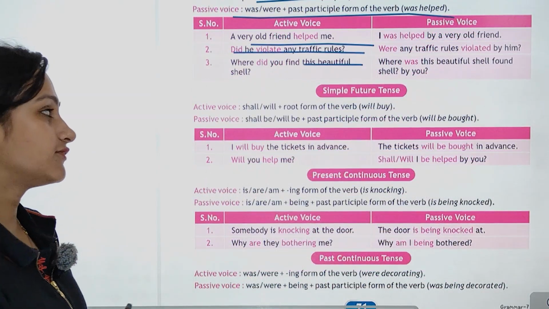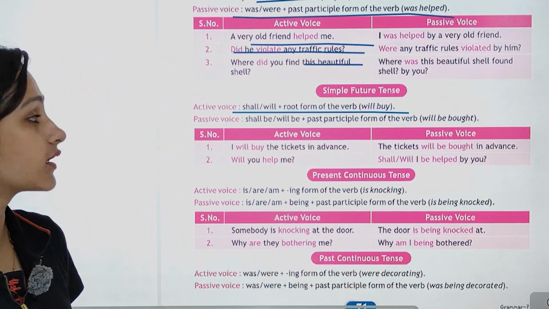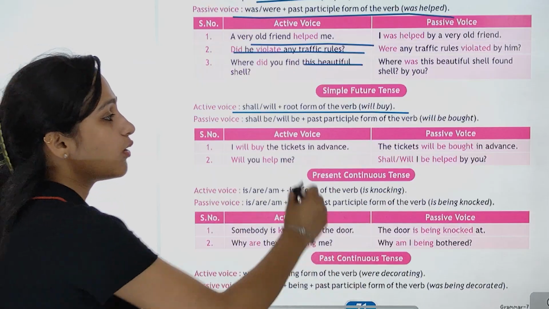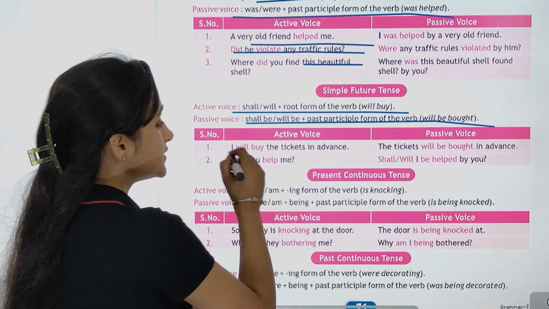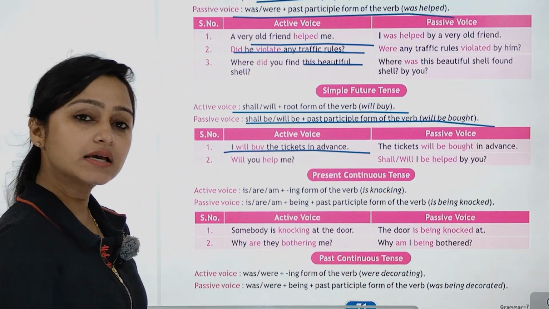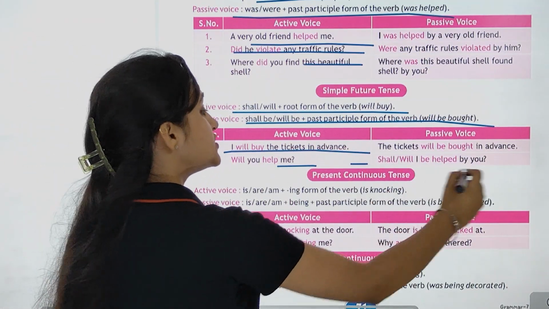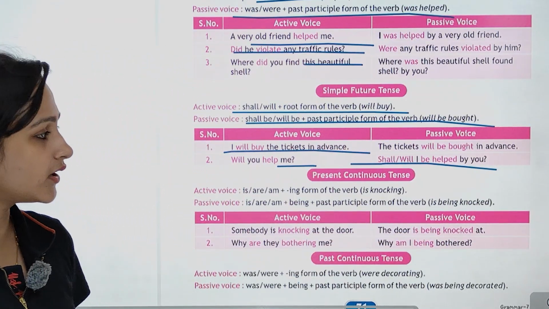Simple future tense. Active form shall या फिर will plus root form of the verb, will buy. Like passive voice, shall be, will be plus past participle form of the verb, will be bought. Like active voice में क्या होगा? I will buy the ticket in advance. The ticket will be bought in advance. Will you help me? Shall या फिर will I? Shall I be helped by you? Will I be helped by you?